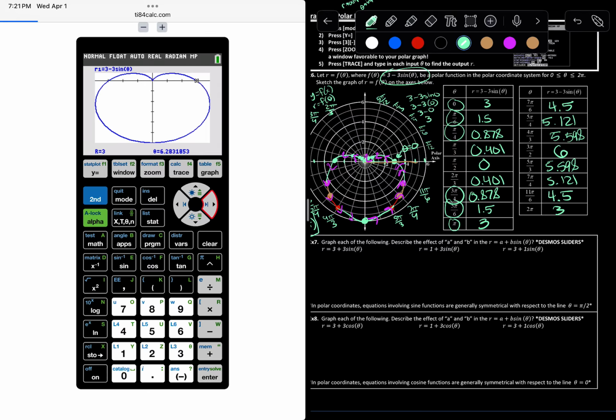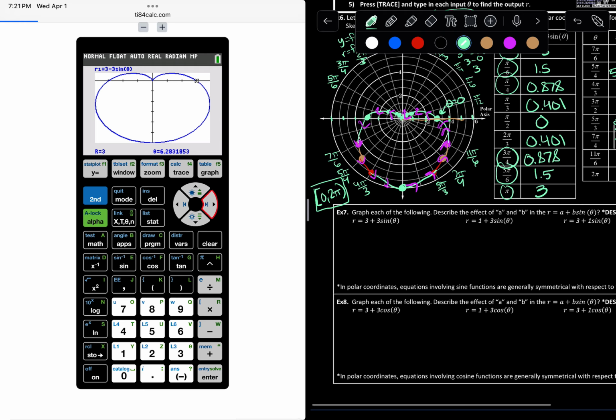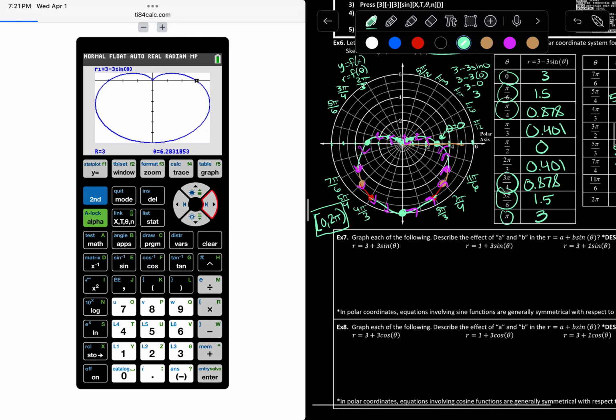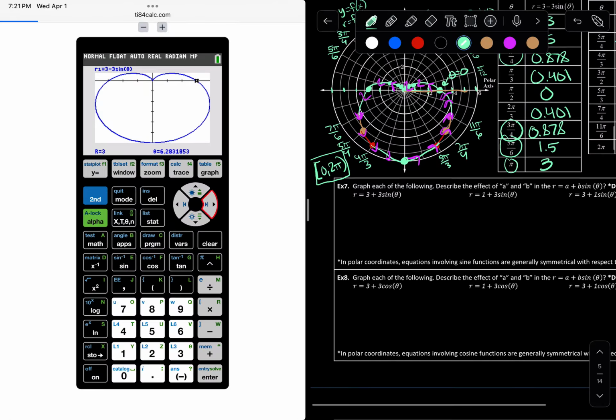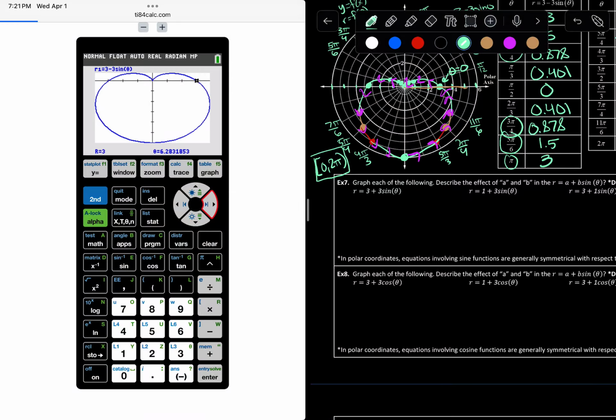Sorry about that. All right, so different shapes. This is called a cardioid, and it looks like a heart, so that's why it's called a cardioid. So we're going to look at these different types of cardioids and what other shapes we'll run into.